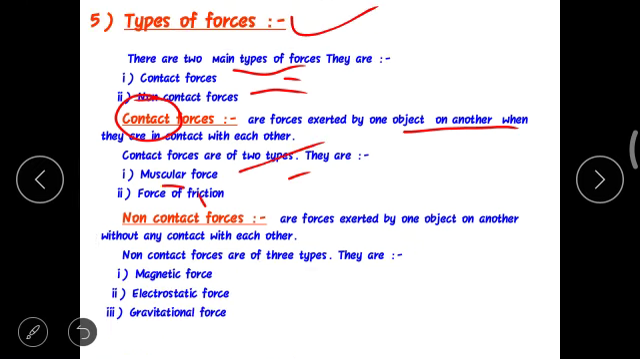And the second one, non-contact, as you know it is in the negative form, so without any contact. In this case, the two objects are not in contact with each other. These are further of three subtypes: magnetic, electrostatic and gravitational. So these are the three kinds of forces present in the form of non-contact force.